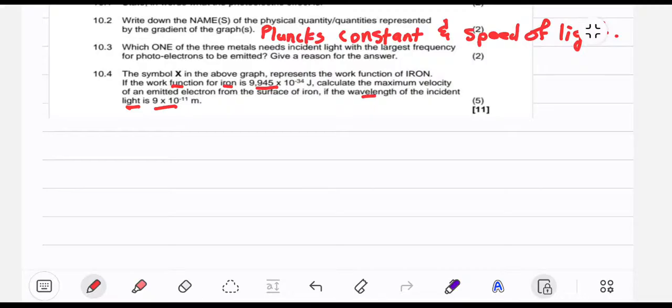So remember, I manipulate the W naught. After W naught, I find E. After E, I go to this formula.